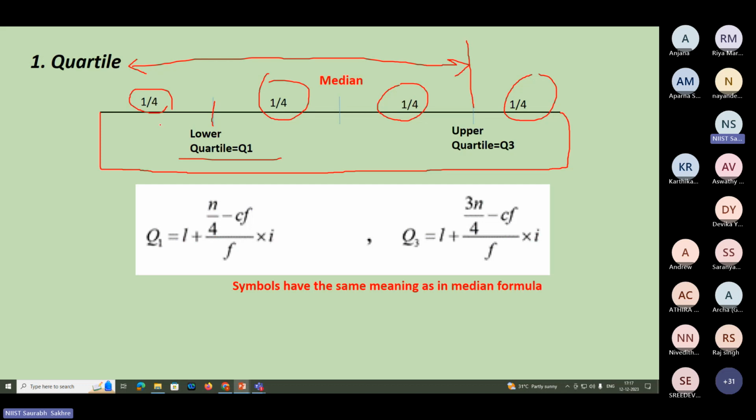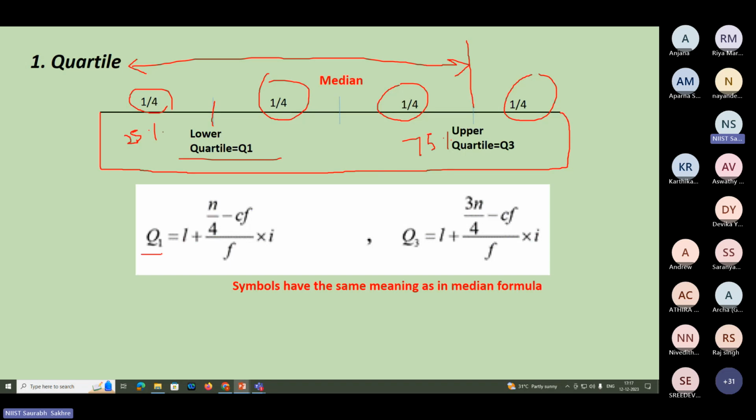If you see in percentage, 1 by 4 means 25%, right? If something is 100%, its fourth part will be 25%. So when I'm seeing after 25%, it is lower quartile. And if I'm seeing after 75%, it is upper quartile. Now we will see what is the formula for this.